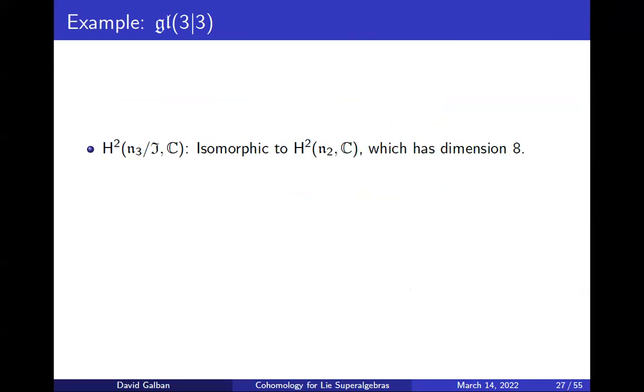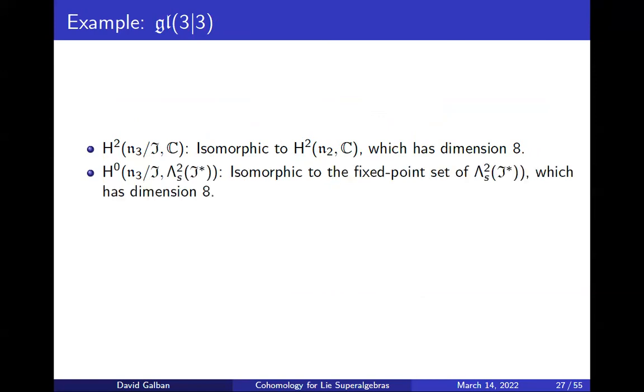All right. So we have those 3 terms that we want to compute. The first term is just going to be the H2 of n3 mod I comma C, which by the recursion is just going to be isomorphic to H2 of n2 comma C, which from the base case we saw had dimension 8. The third term, so the H0 of n3 mod I comma lambda 2 of I star, well, this is really just going to be the fixed point set of lambda 2 of I star. And again, it's not too hard to show that this has dimension 8 as well.